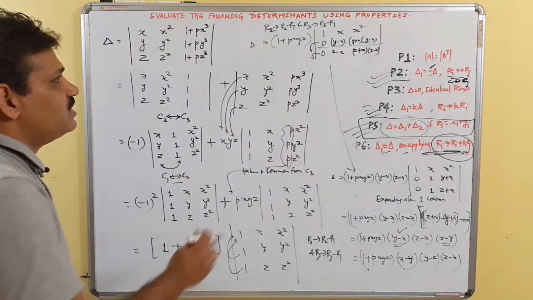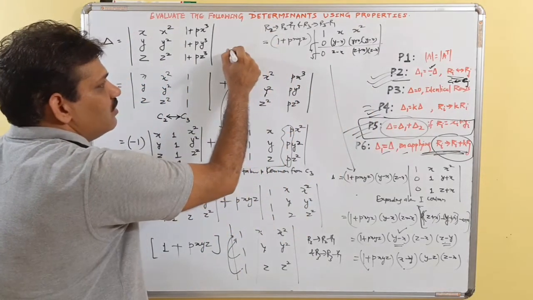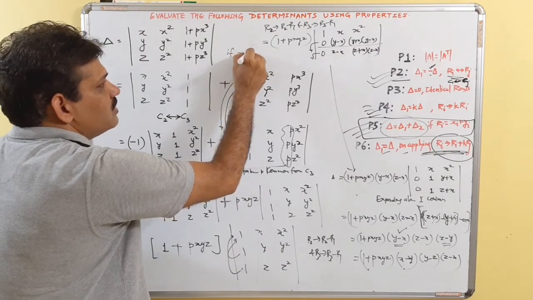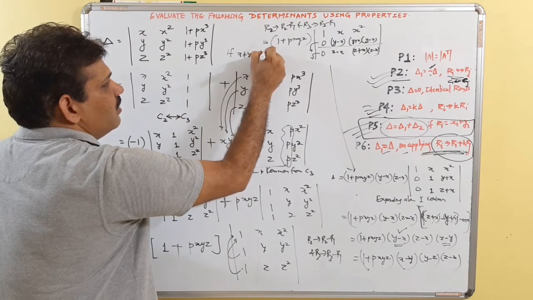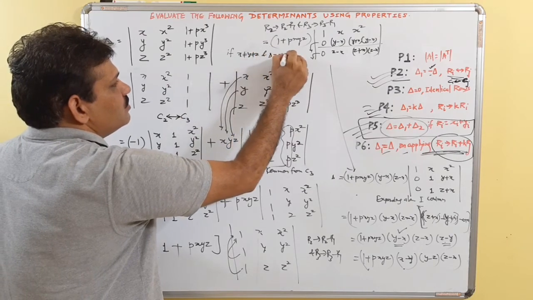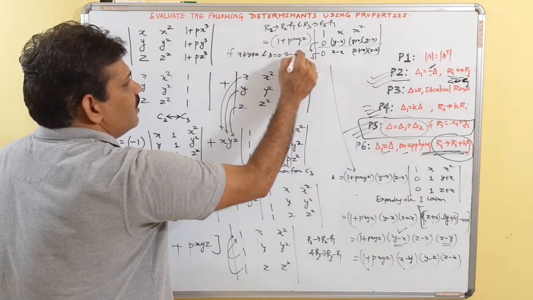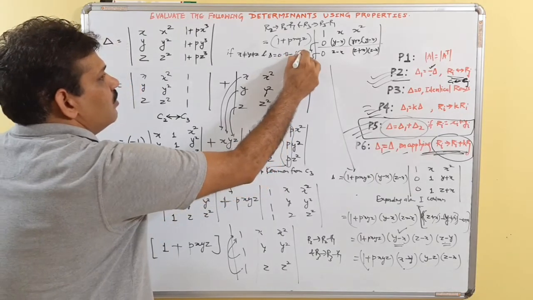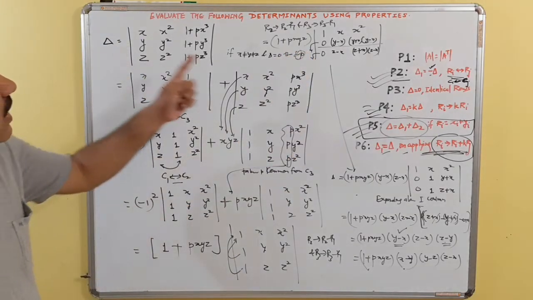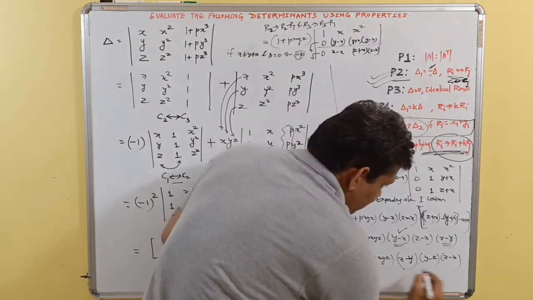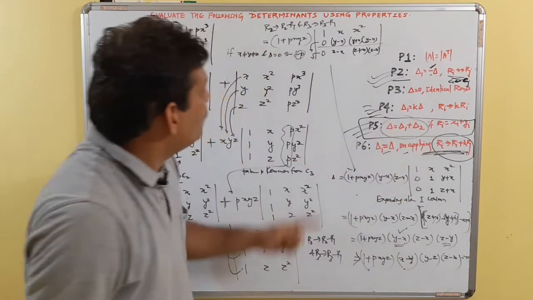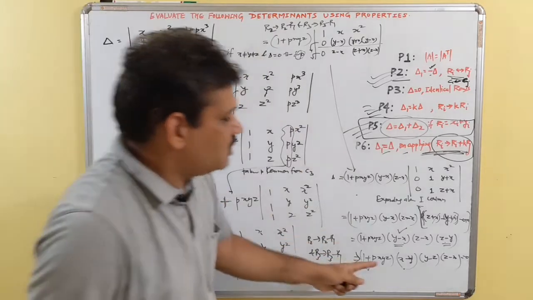Now, if I change the question, if I write if x is not equal to y is not equal to z and delta is equal to 0, then find the value of p. See, delta is equal to 0. We solved this, and it is equal to 0. So finally it gives this is equal to 0. But x is not equal to y is not equal to z.